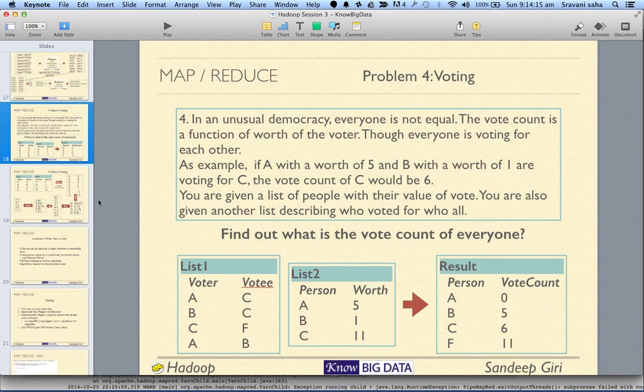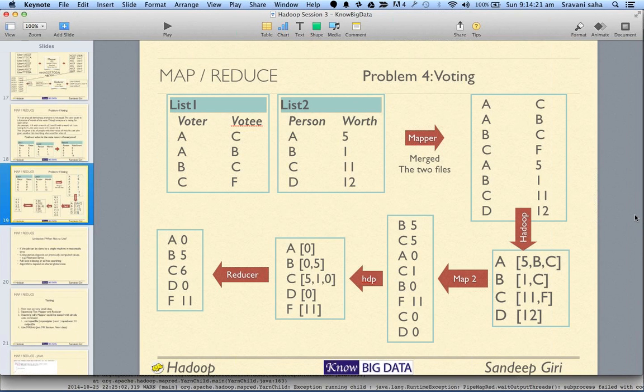Okay, okay. So we'll go slowly, one step at a time. Yes, replace voter with the worth, and votee as the key. This is what we need to do. All right. Now let's see what we can do. First of all, we are given two files, list 1 and list 2. List 1 contains voter and votee, and list 2 contains person and worth. All we did, as a simple task, was merge them together. We just concatenated these two files one after another. That's all.